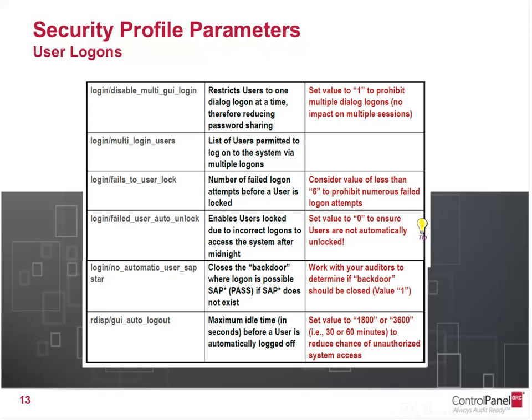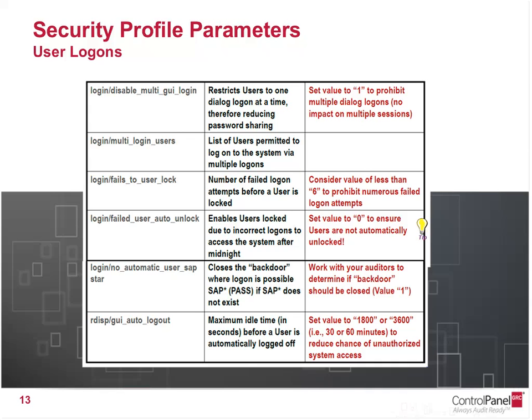Now, your basis team or some of your technical resources might say, well, I need to be able to sign on to multiple machines because I have to be able to go and check a problem a user's having. If you do have that scenario, you can use login/multi_login_users to be able to specify certain logons to be able to access the system through multiple dialog logons. The login/fails_to_user_lock is going to determine how many failed logon attempts are allowed before a user is actually locked. And we recommend setting this to a value of less than 6 just to prohibit multiple invalid login attempts. We don't want people to be trying to guess the password of their coworker.